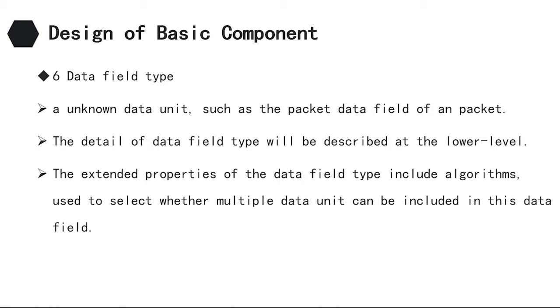Data field type is an unknown data unit, such as the packet data field. The detail of data field type will be described at the lower level. The extended property of the data field type includes algorithms used to select whether multiple data can be included in this data field.